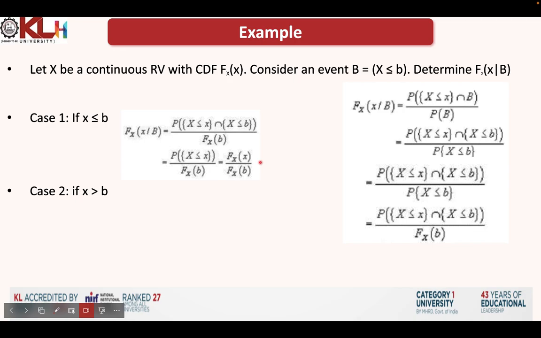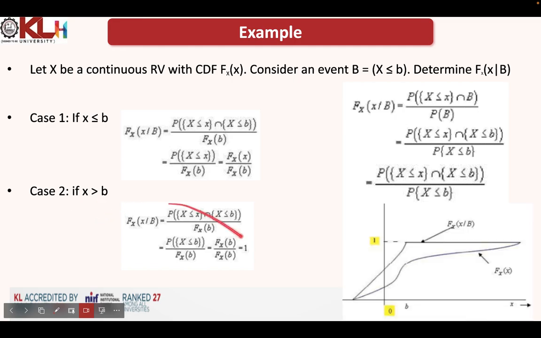Now consider the case of x greater than b. If x is greater than b, then only this can be true. So the numerator reduces to probability of random variable x less than or equal to b divided by F of b, and these two are the same. So this will be 1. So when x is greater than b, the CDF becomes 1, and it can be plotted here.